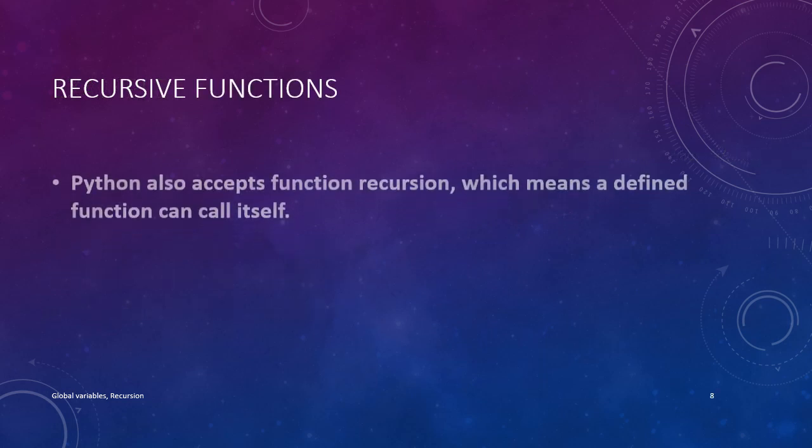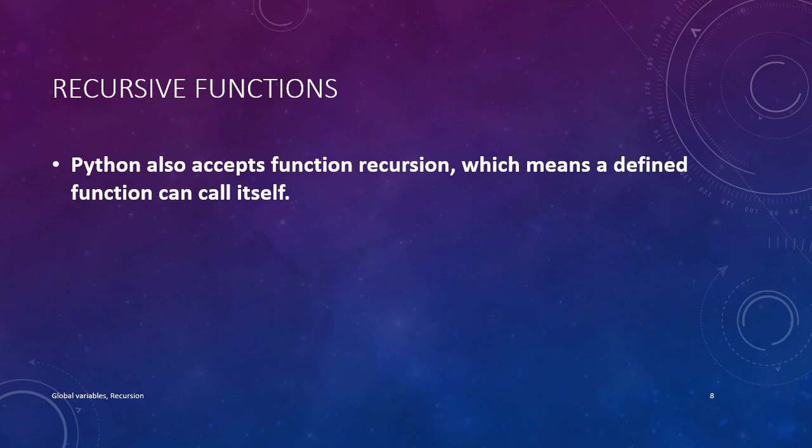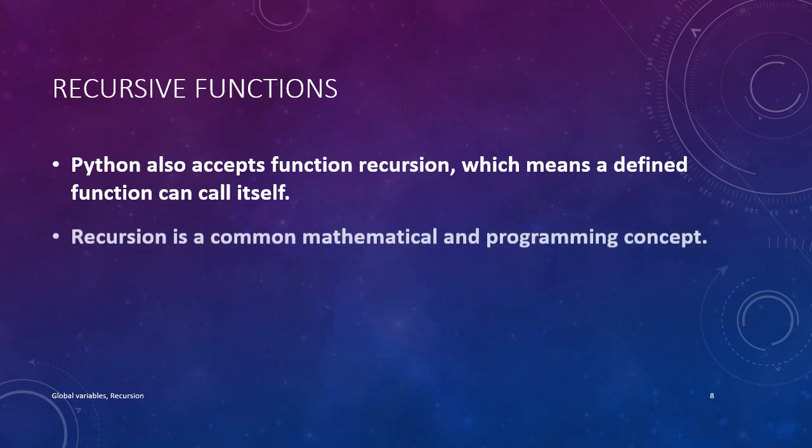What is a recursive function? Python accepts function recursion, which means a defined function can call itself. So a recursive function means a function calling itself. A function can call itself again and again, but there should be a termination. Normally we write a condition called the base condition, where the function calling itself terminates.